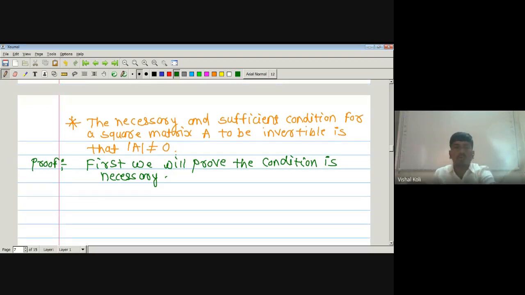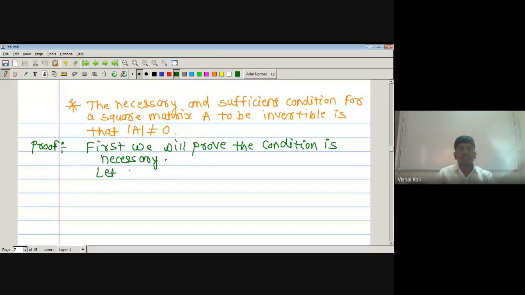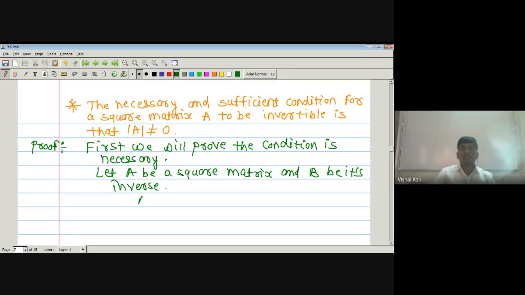Okay. So to prove this one, let A be a square matrix. Any square matrix, whether it is non-singular or singular, we don't know. It is a square matrix of order n. Let A be a square matrix and B be its inverse. Then by definition of inverse of a matrix, A into B is equal to B into A will be equal to I. So A into B equal to I.